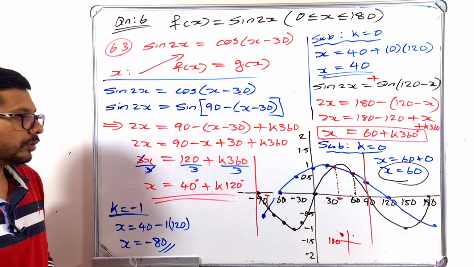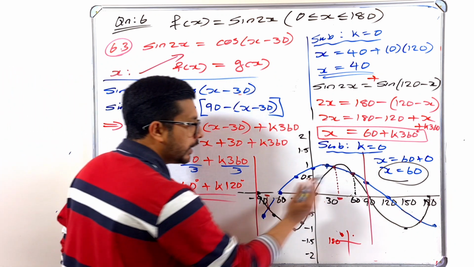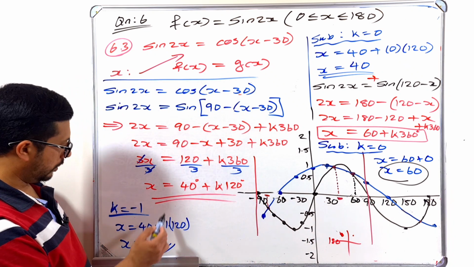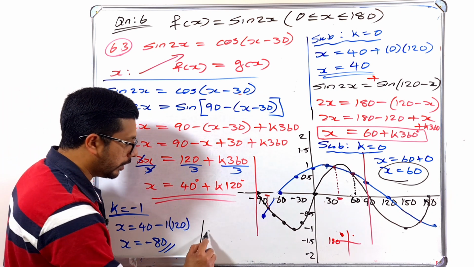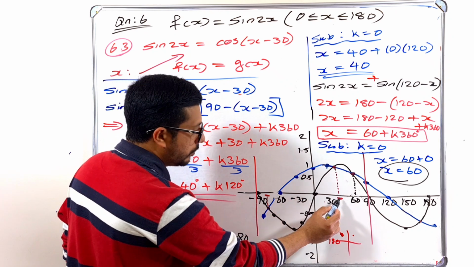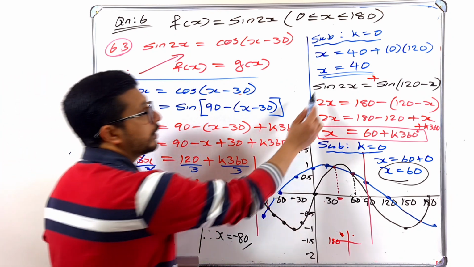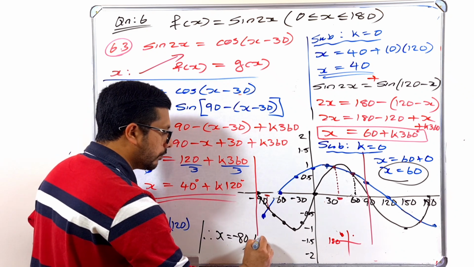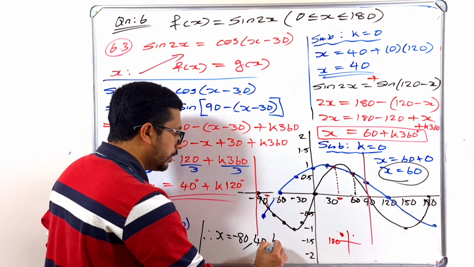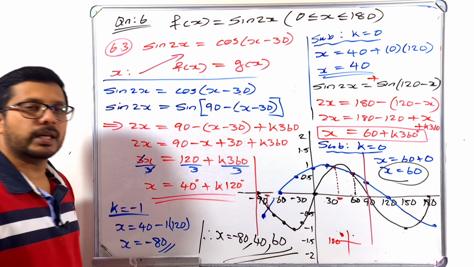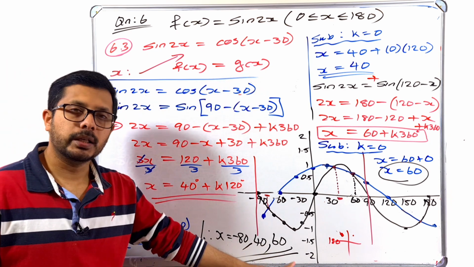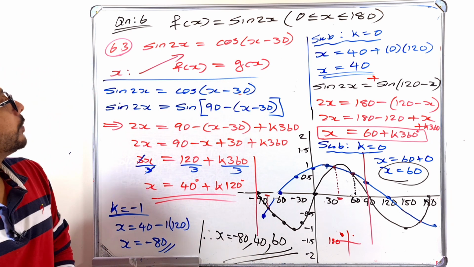Okay, so what are the x values we got between minus 90 and 90? At this point we got the x value as minus 80. So therefore x is equal to minus 80. Then at this point what is the x value? We got 40, am I right? So the next x value is 40. Then at this point what x value did we get? 60. So the next x value is 60. So it means that these are the x values where f of x is equal to g of x. Okay, so that is question number 6.3.